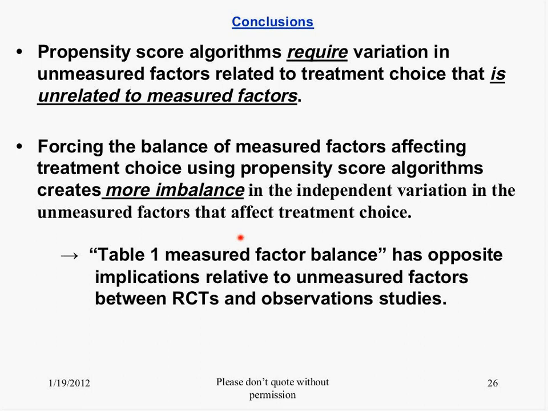And so the whole idea from our first bullets in the introduction, that if you find Table 1 measured factor balance, actually has the opposite implications relative to unmeasured factors between randomized controlled trials and observational studies. They mean different things. If they're balanced in a controlled trial, that's just saying that your random number generator balanced measured things, and more likely it balanced unmeasured things too. But here, if you find balance in measured things, it's just that the unmeasured things have to be more imbalanced in order to have people make different treatment choices.